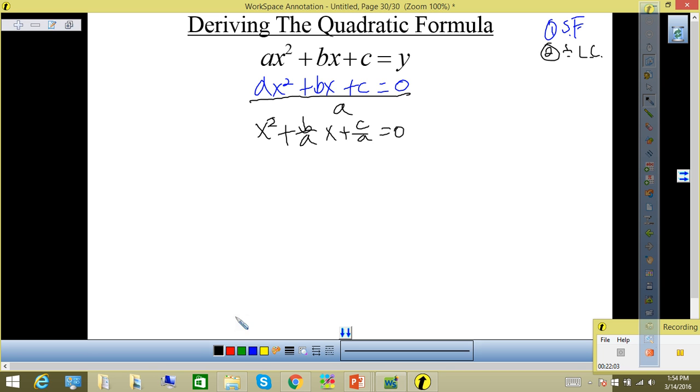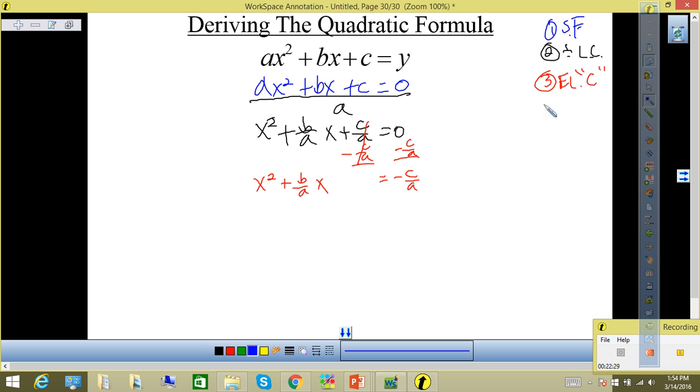Next step, Leilani. Eliminate c. So we subtract c over a, subtract c over a. We're left with x squared plus b over ax, leave a space, equal to negative c over a.